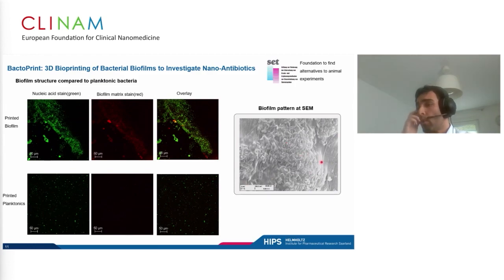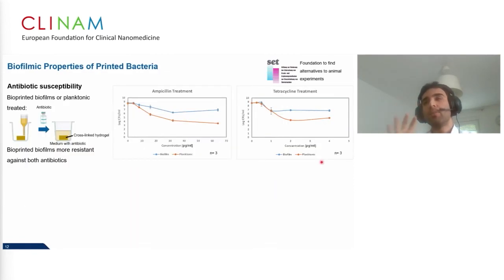And what you also want is to make sure that you basically kept your biofilm properties after bioprinting. And to see that, what we did is quickly an antibiotic susceptibility assay. We printed biofilms as well as planktonic bacteria and compared their susceptibility to two different antibiotics, here ampicillin and tetracycline. And we could see the bioprinted biofilms are still more resistant than their counterpart of planktonic bacteria.